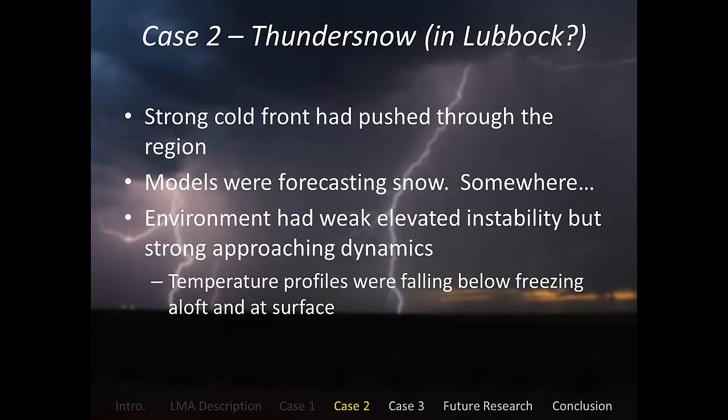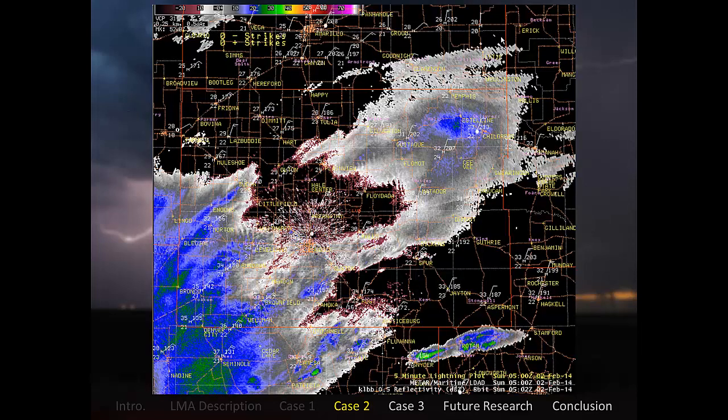The environment did have some weak elevated instability, but we also had very strong dynamics approaching with a storm system coming in from the west. And as I mentioned, temperature profiles were falling below freezing aloft and at the surface. So here we are, it's about 5 UTC, so about 11 o'clock Central Standard Time. The area here to the northeast of Lubbock, which is right here, had temperatures well below freezing in the upper 20s, and the freezing line pretty much ran about like this across the area. The front was well to the southeast.